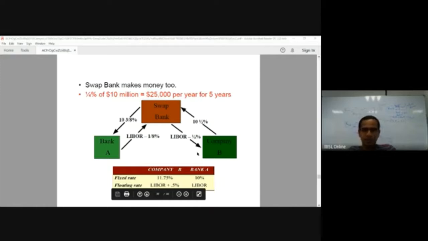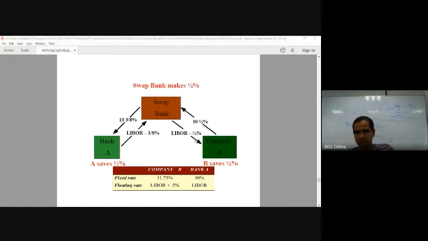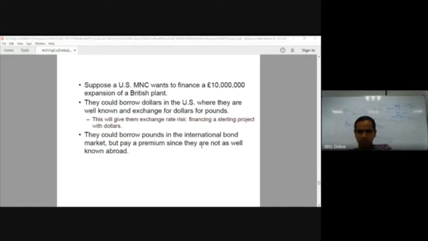Swap bank makes money too, based on the spreads, right? So look at this working. It's not rocket science, it's quite simple. So eventually what has happened is they have switched from paying floating to paying fixed, or vice versa, right? So that's called an interest rate swap. You switch from paying fixed to paying floating, like what we discussed just now.